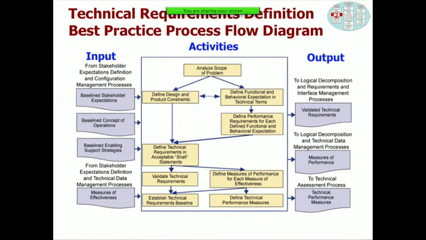So here's the flow chart basically for requirements. I'm not going to go through this in detail, but the basic idea is the inputs come from the stakeholder expectations, the stakeholder work we talked about last time. You go through the requirements definition process, and out comes a validated set of technical requirements, measures of performance that you can measure, and then these technical performance measures that you can then track and validate against later.